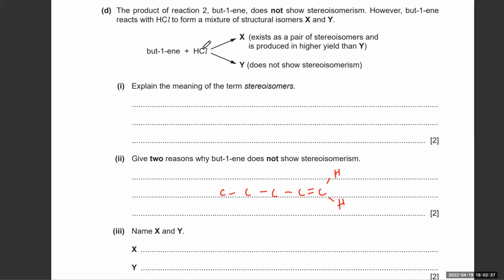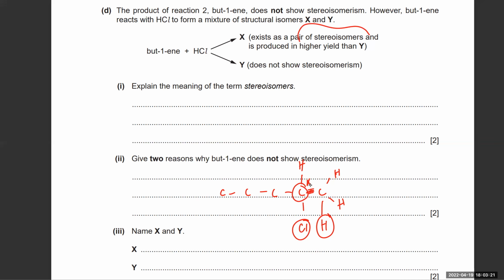And you've got HCl. What are the 2 things that are going to be produced? Which side will the H bond with if you're adding HCl to but-1-ene? The carbon with more H's takes the H, so that's going to be your major product. Then the other one is your minor product. The double bond goes away. This is the one that will show stereoisomers, X. What type of stereoisomers? It's going to be optical isomers, because it has a chiral center now.